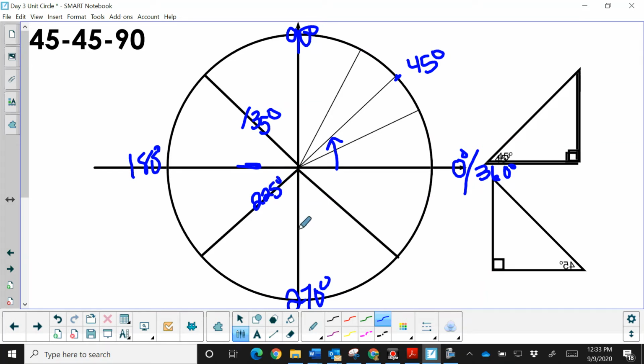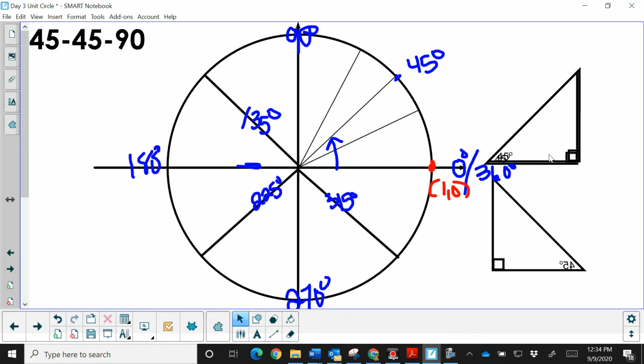Add 45, we're at 270. 270 plus 45 is 315. And 315 plus 45 is 360. So those are all the angles associated with this 45-degree position. Now, ordered pairs. Let's go through and add the ordered pairs. We know this one's already 1, 0.